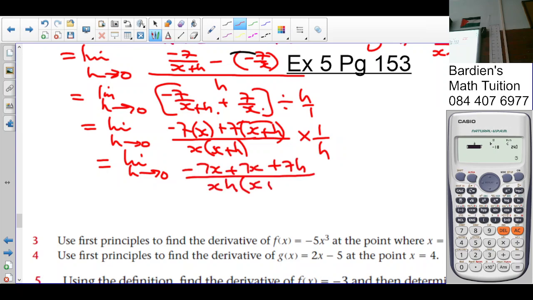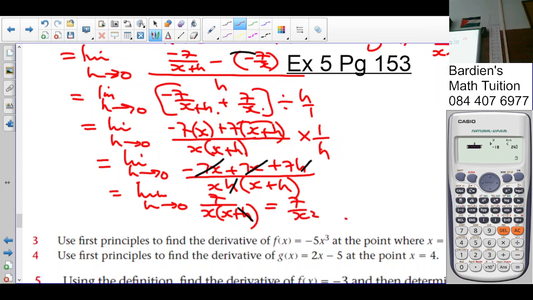xh into x plus h. Multiply that there. This cancels. So we are left with 7h over xh into x plus h. Then that h is cancelled. Which now leaves us with the limit as h approaches 0 of 7 over x into x plus h. So if I see an h, I put a 0. So the answer is 7 over x squared.